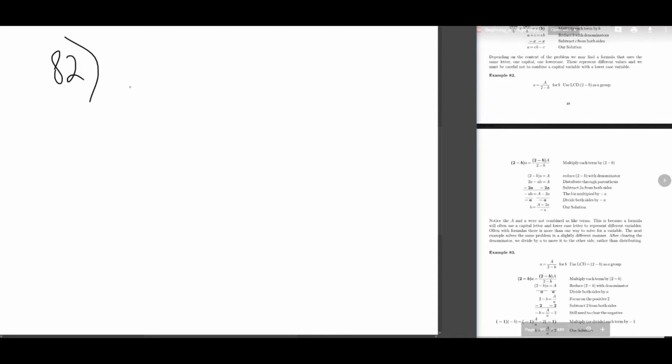82. All right. So it says here A equals large A, that's usually an area, over 2 minus b. Solve for b. It says use lowest common denominator, 2 minus b as a group. Okay, what are they saying here? What does that mean? Whenever you're doing algebra, one of the key tasks is to get rid of the fractions as much as possible, especially when the thing that you're looking for is stuck in the denominator.